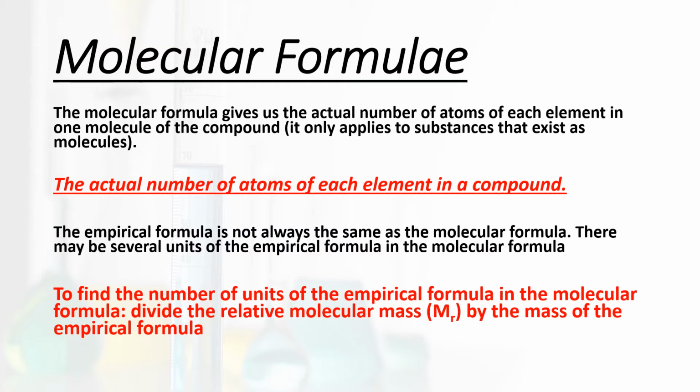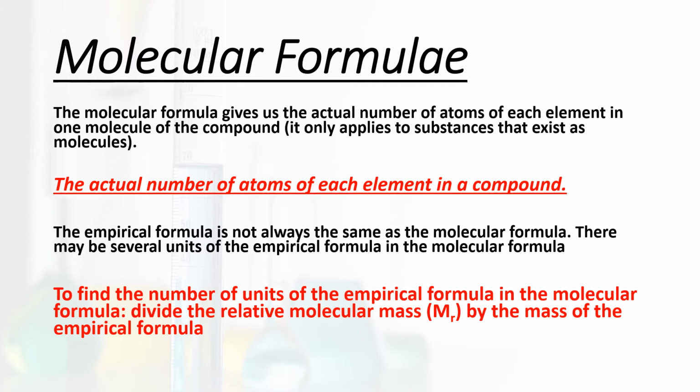Now the molecular formula is the actual number of atoms of each element that exist in one molecule of the compound. It only applies to substances that exist as molecules, hence why it's the molecular formula. Essentially, the molecular formula is what you've been writing down whenever you write the formula of a compound or a molecule. So it's the actual number of atoms of each element in a compound.